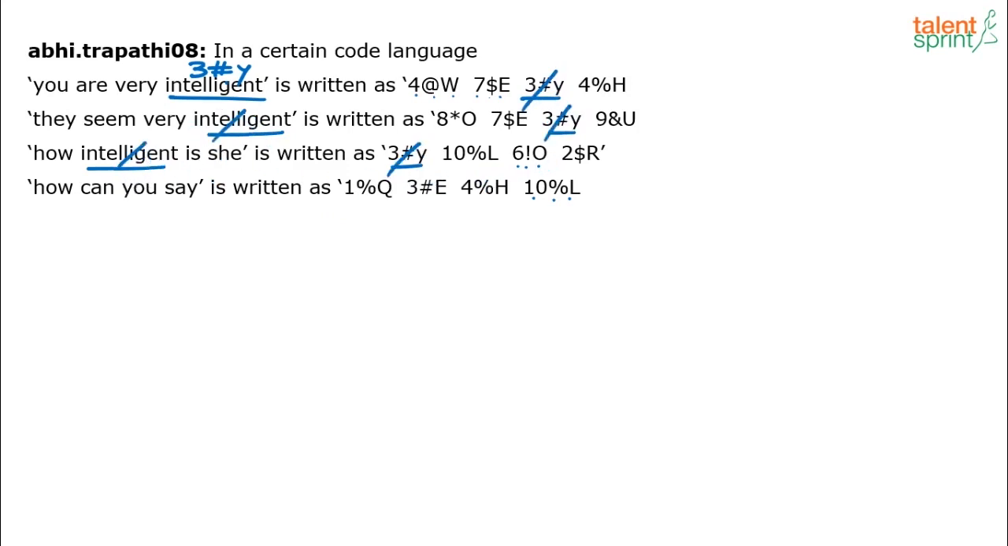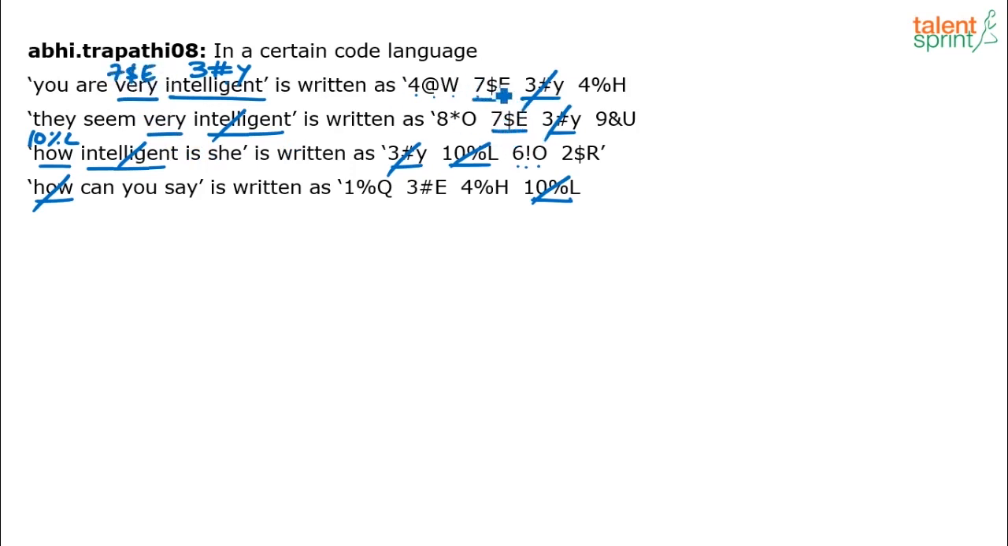Next, what are the other common words? Is there anything else common in different statements? I think "how" is common in the 3rd and 4th. What is common in the 3rd and 4th here? I think 10% L is common. So I can say "how" is 10% L. Now there is no logic as to why "how" is 10% L; that we are not worried about. What we only know is that "how" is 10% L. Then what else is common? I think "very" is common in the first one and the second one. What is common in the first and second here? $7 E, $7 E. So "very" is $7 E.